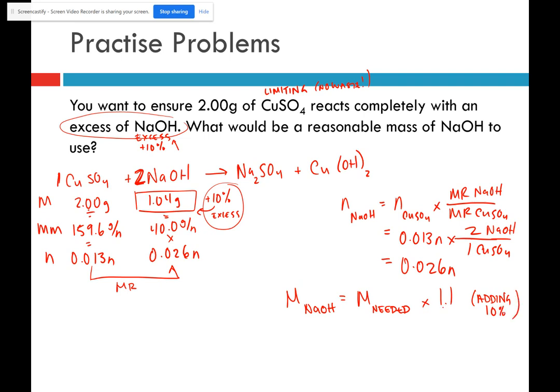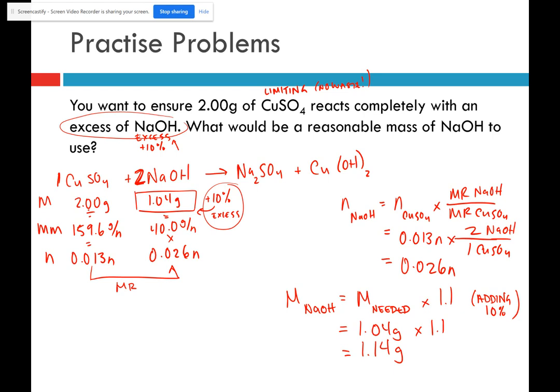Okay, if I multiply it by 1, that's just 100%. That's exactly what I need. If I multiply it by 1.1, I'm adding 10% to that. So what I actually only needed was 1.04 grams, but I'm going to multiply that by 1.1 to get an extra 10% of what I actually need. So that's going to be 1.14 grams.